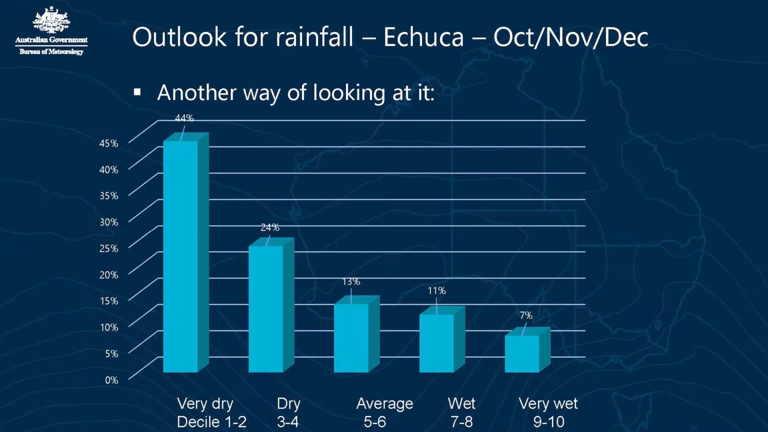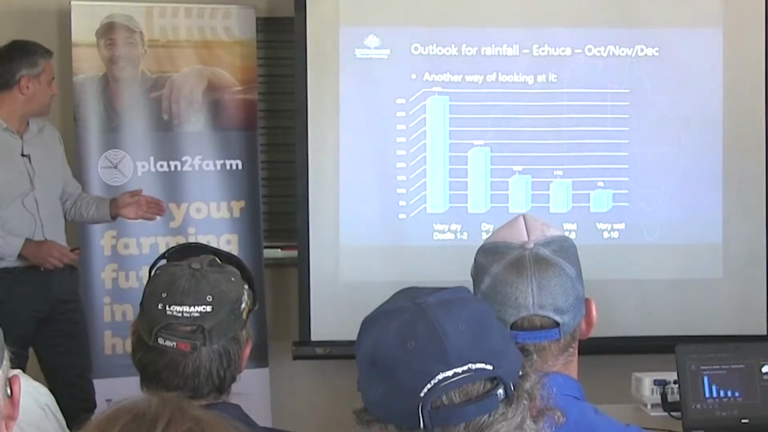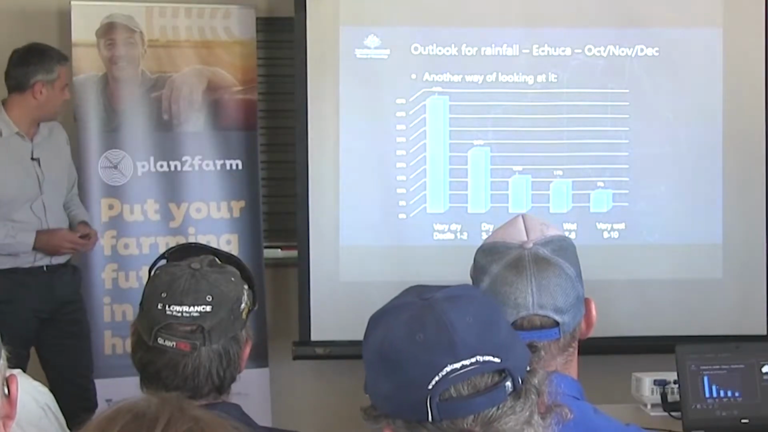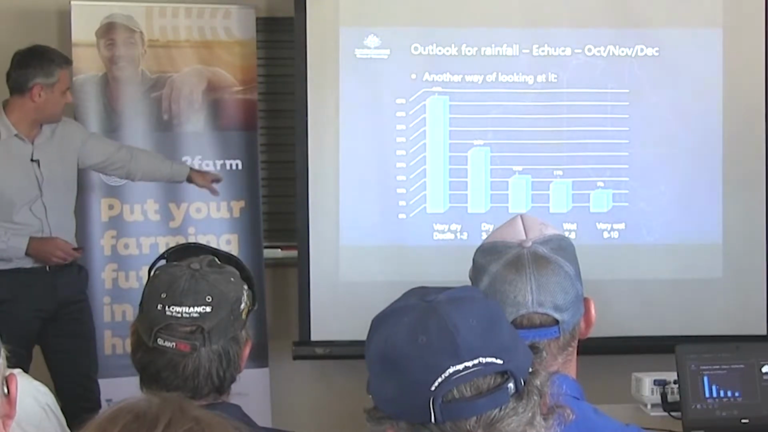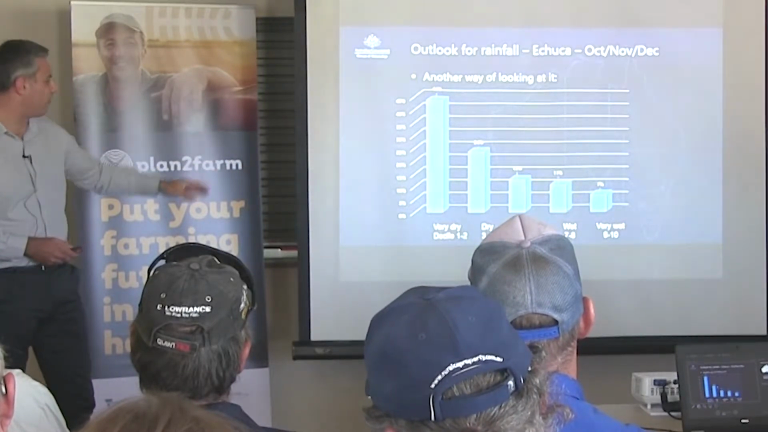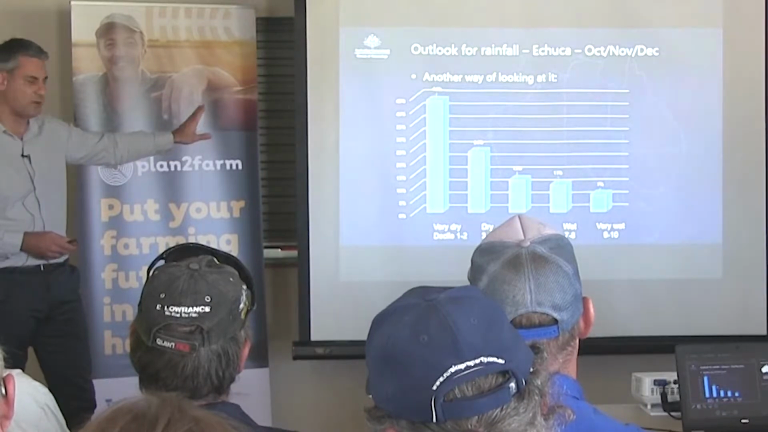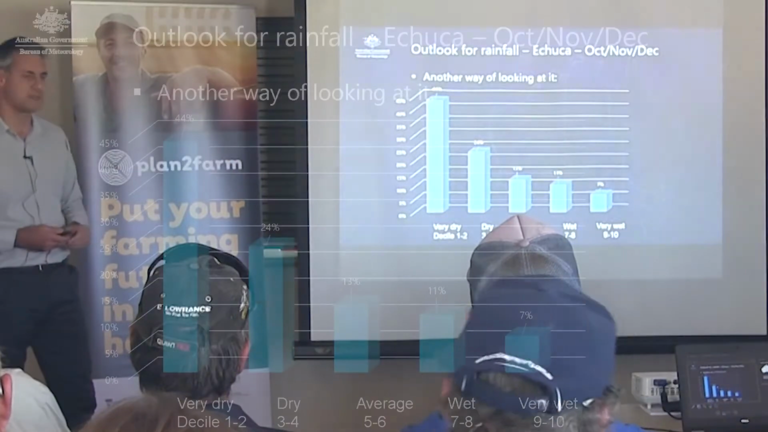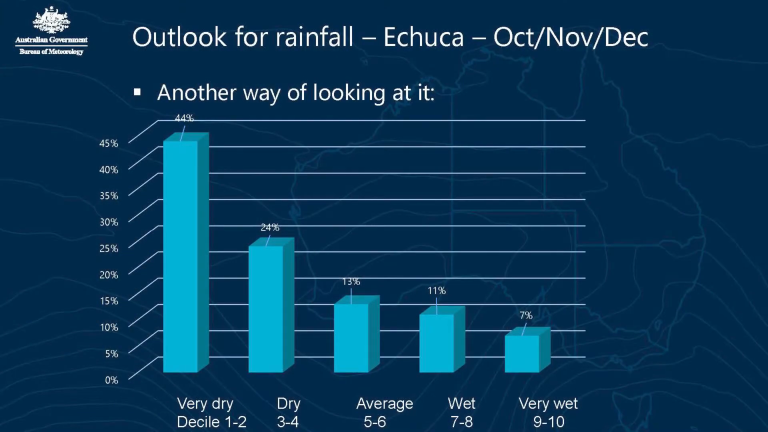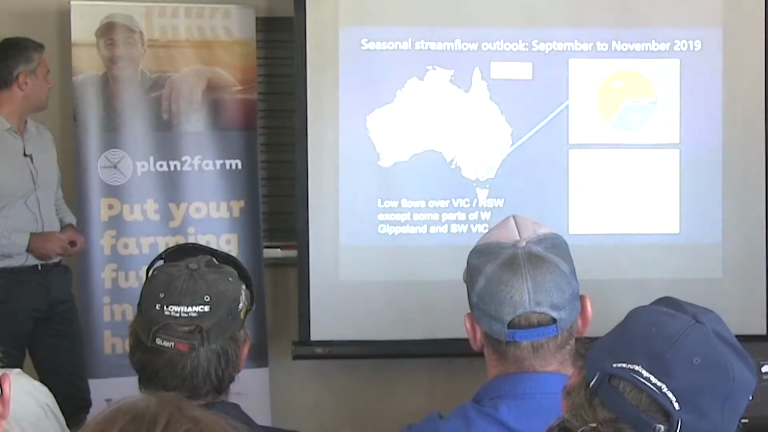Just to put it another way, for the rainfall for Echuca for October through December. If you break the historical rainfall record up into 10 equal groups, well, here we've got 5, we've bunched them up, so we've ranged them from very dry to very wet. About a 44% chance of getting in your very dry decile. Only about 13% chance of having around average conditions. So it's a fairly strong message there.